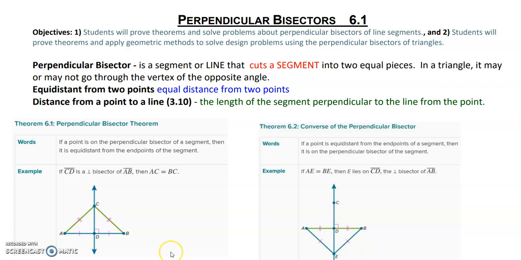In this lesson, we're going to take a look at perpendicular bisectors. Remember that the word perpendicular just means that we have that right angle, and then bisector means we're cutting that segment into two equal pieces. And so it may or may not go through the vertex of the opposite angle.